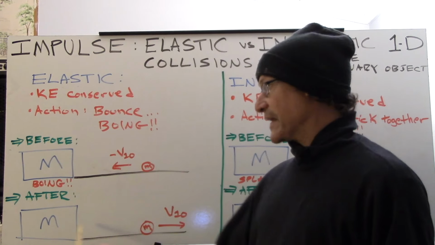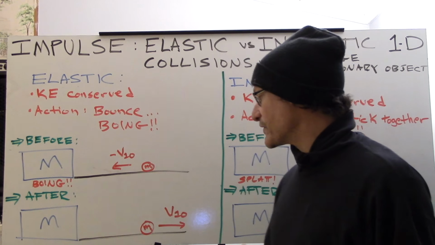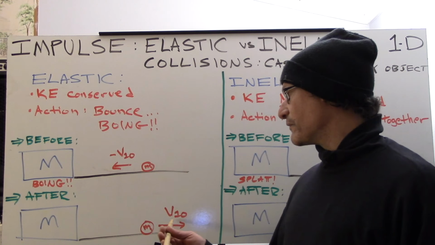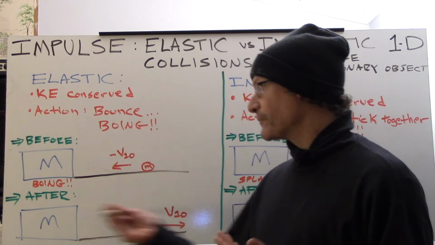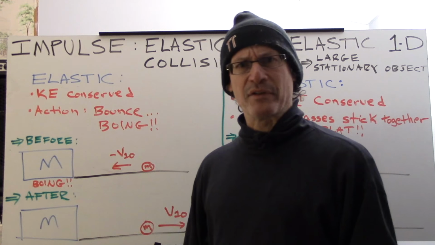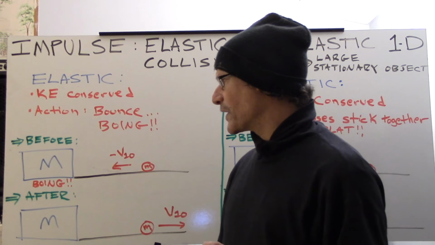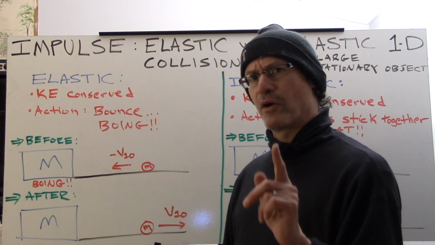After it ricochets and bounces off of object M, it has velocity v1 naught, positive. So it's just boing, this happens in this collision and there's a ricochet afterwards. And so we're going to look at the impulse of that event.